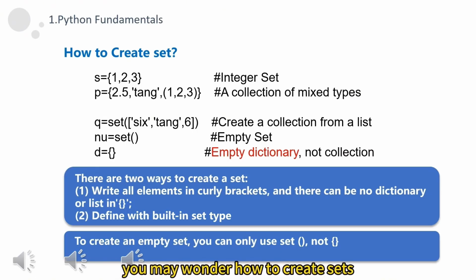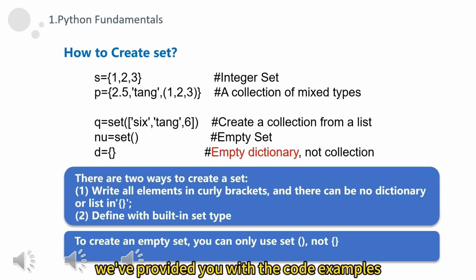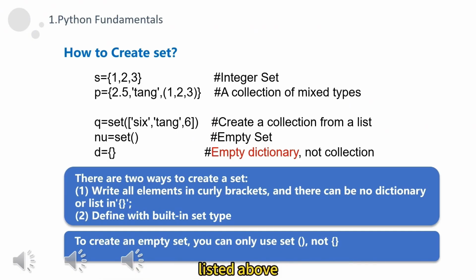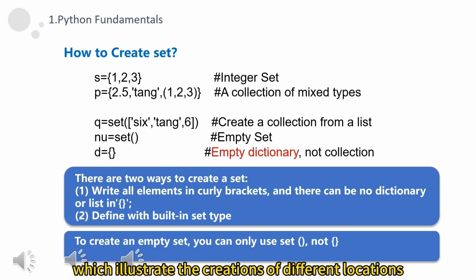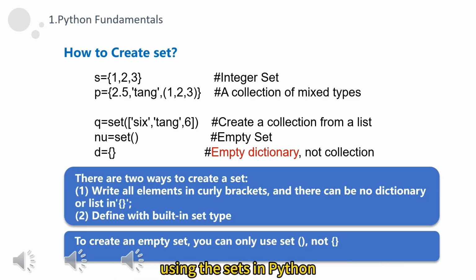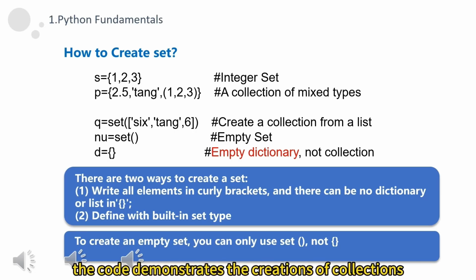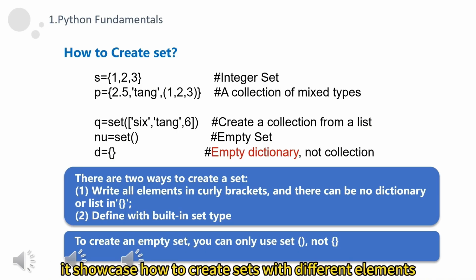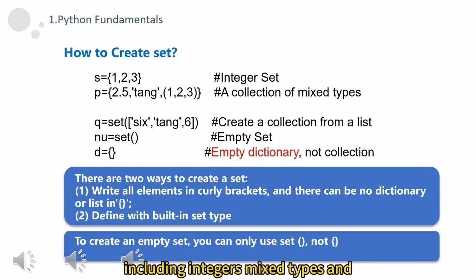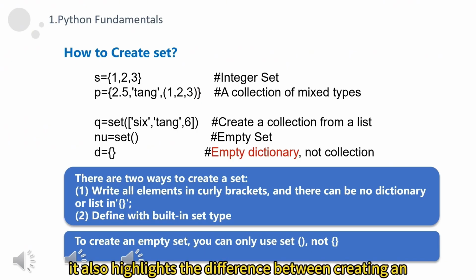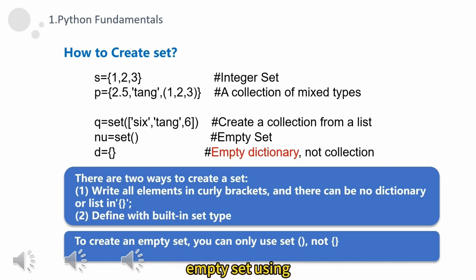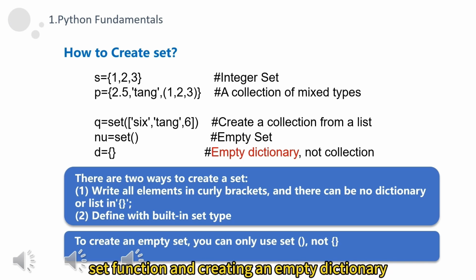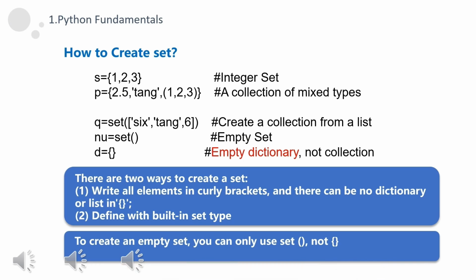You may wonder how to create sets. We've provided you with the code examples listed above, which illustrate the creation of sets in Python. The code demonstrates the creation of collections using set in Python. It showcases how to create sets with different elements, including integers, mixed types, and by converting a list to a set. It also highlights the difference between creating an empty set using the set function and creating an empty dictionary.